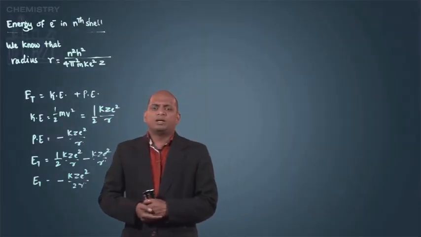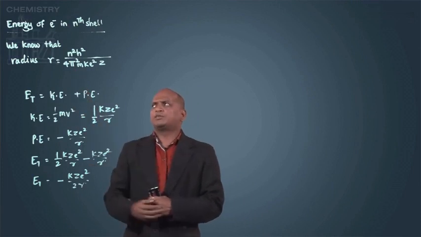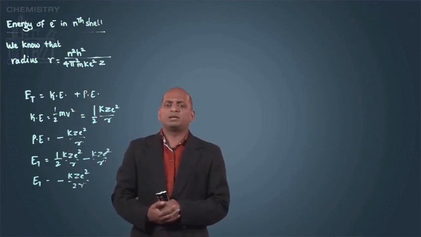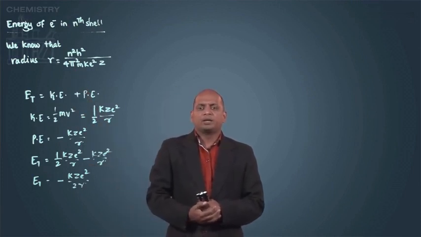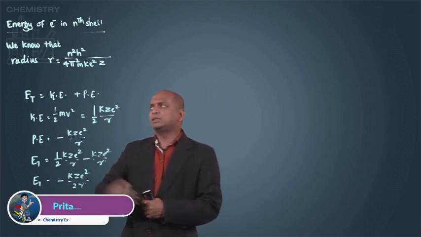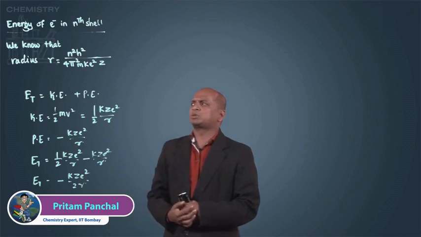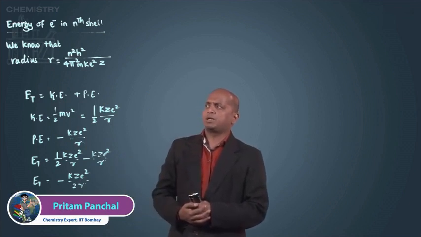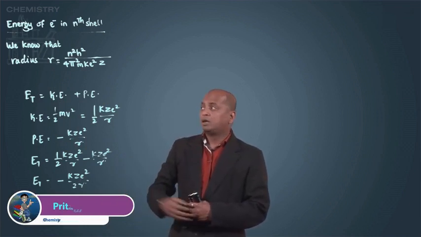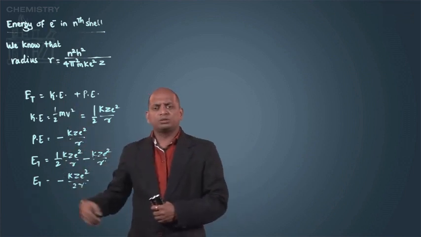Now we are going to derive the relation for the energy of an electron in the nth shell. We know the relations for radius and velocity. The radius is equal to n square h square upon 4 pi square m k e square into z. This relation we are going to use in this derivation.